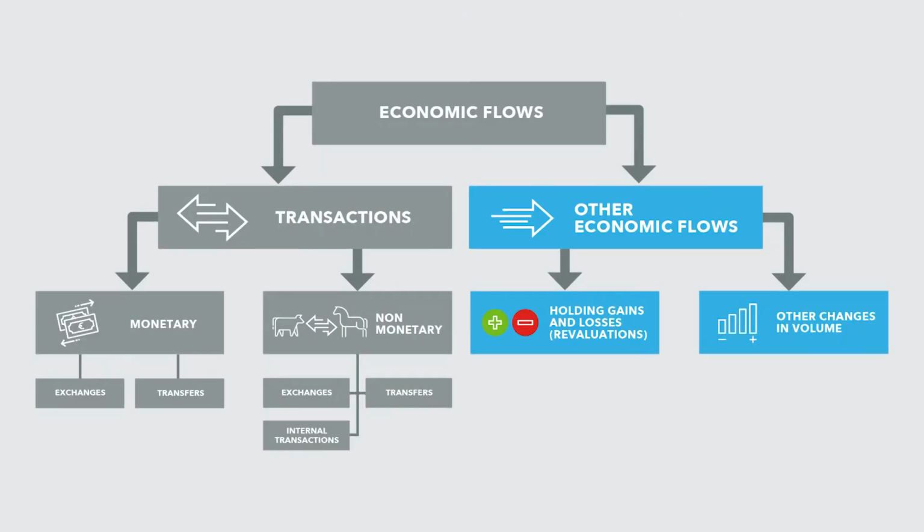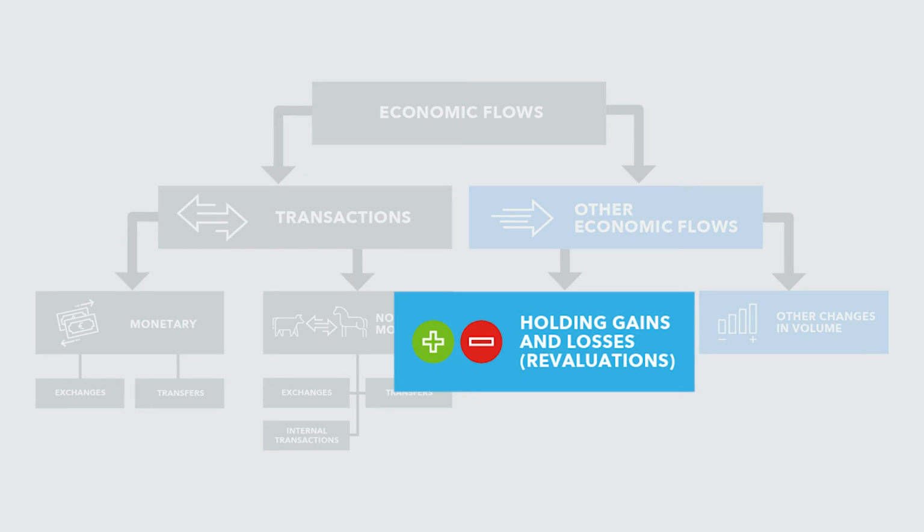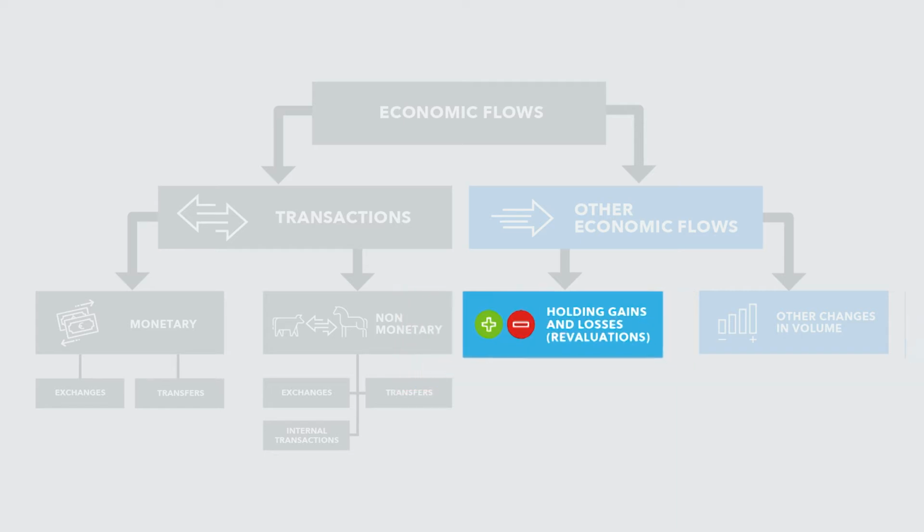Let's now turn to holding gains and losses, or revaluations. This is the second type of other economic flows in macroeconomic statistics that can lead to changes in the values of assets and liabilities in the balance sheet, and thus changes in net worth. Other than transactions and other volume changes, revaluations result from price changes. They can accrue to almost all assets and liabilities held for the full reporting period or only part of it.